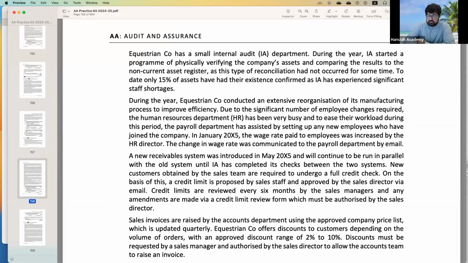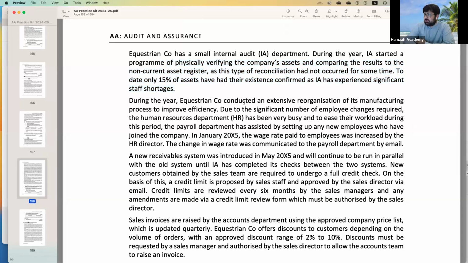Now, each company has a small internal audit department. During the year, internal audit started a program of physically verifying the company's assets and comparing the results to the non-current asset register. As this type of reconciliation has not occurred for some time, to date only, this is a deficiency. Okay, deficiency. So we are not discussing this today.